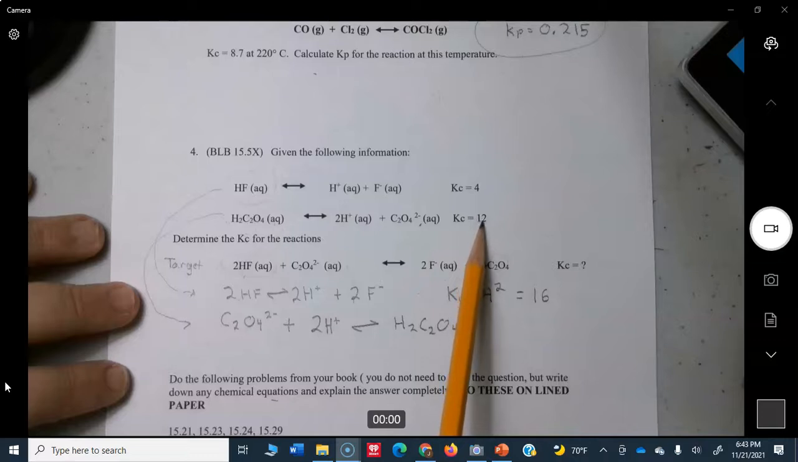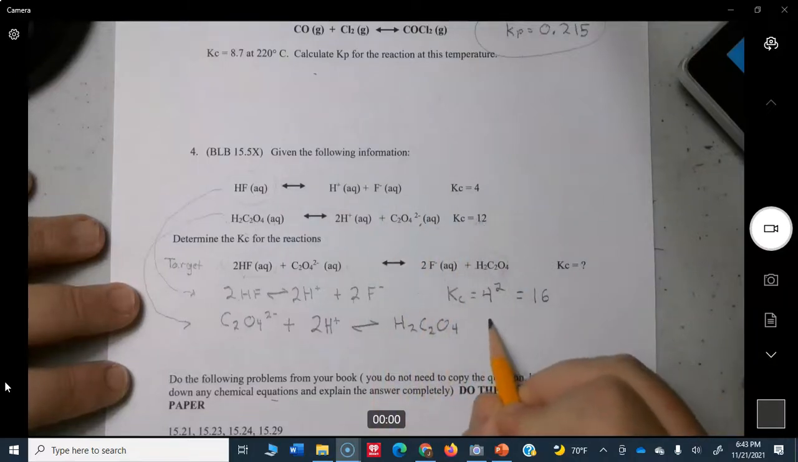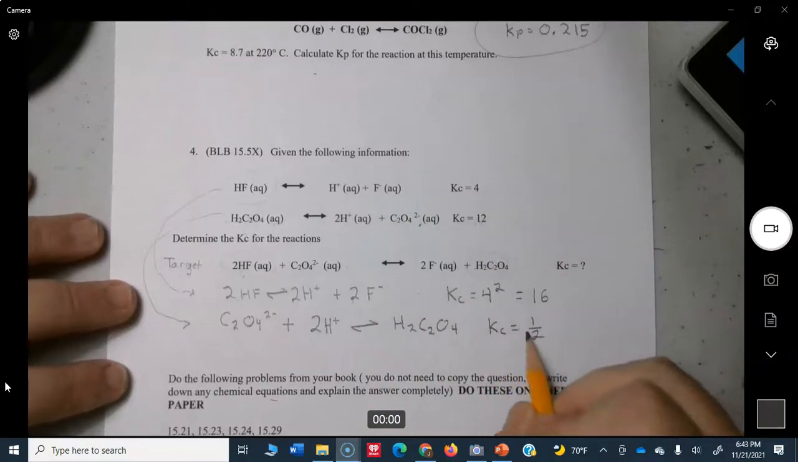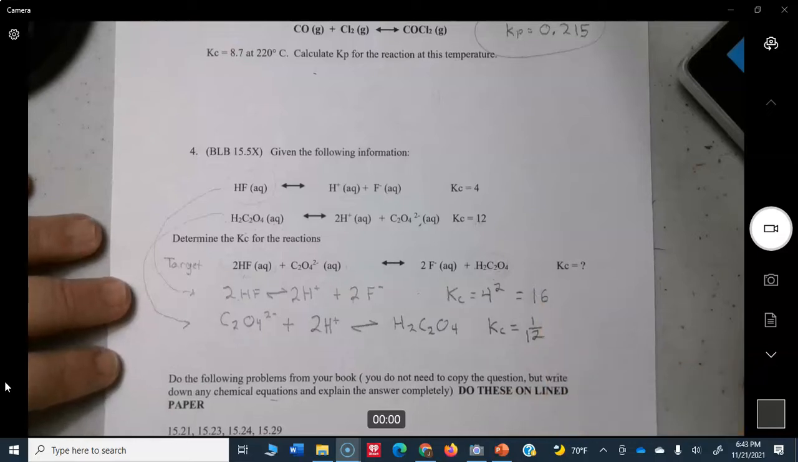Not so here. Different rules. In this, what you do is you take the reciprocal. You flip it. Okay, 1 over 12. All right, so those are the 2 new equilibrium constants we have, concentration constants.